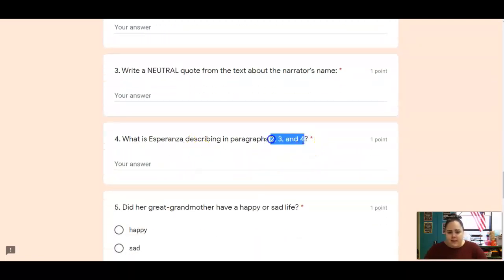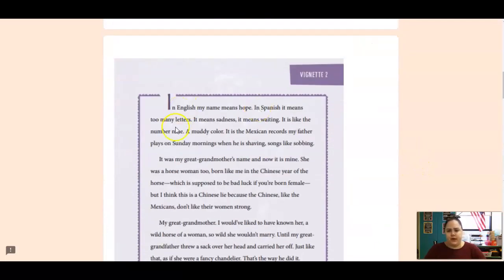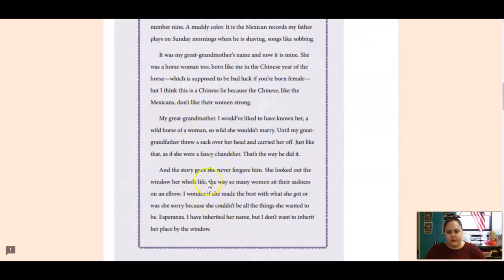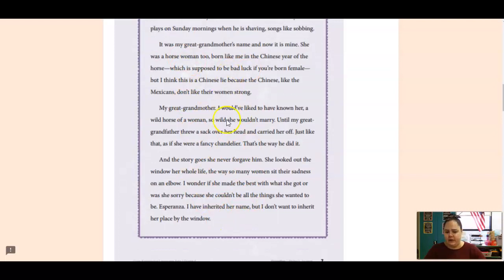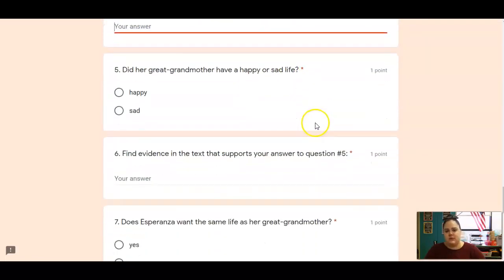All right, you're going to go back to paragraphs 2, 3, and 4. I'll show you where those are. So we've got 2, 3, and 4. So in these 3 paragraphs here, what is she describing? You're going to write the answer there. What is she talking about in those paragraphs?